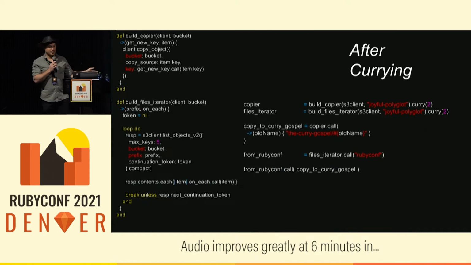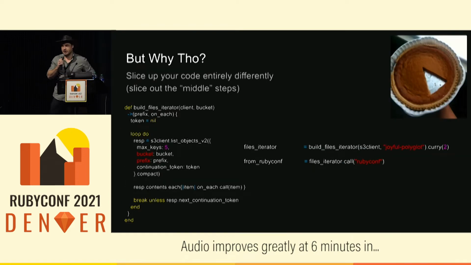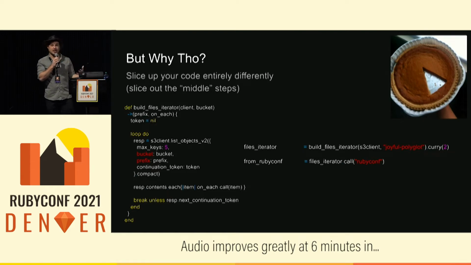So what do we get from this? And don't worry if you can't read all the stuff. I'm going to go through each piece of this code. So the first thing that this lets us do is it lets us slice up our code in a really novel way. We can kind of pull out middle steps. So what I'm doing here is I'm building a couple of different iterators that I can then pick up and carry around and do anything with. So that's what I mean by pull out the middle slice.